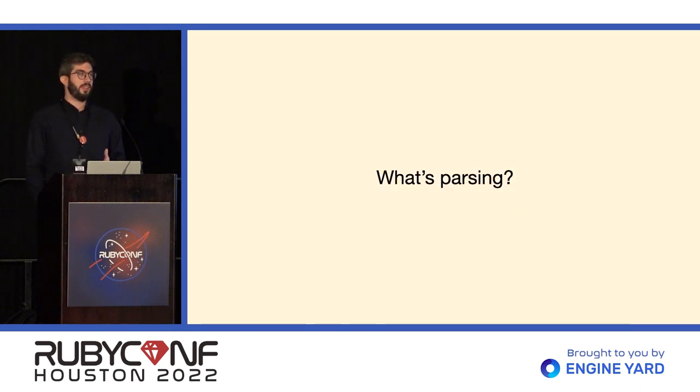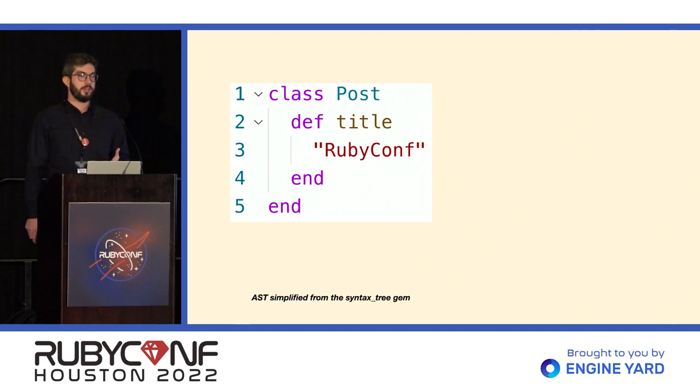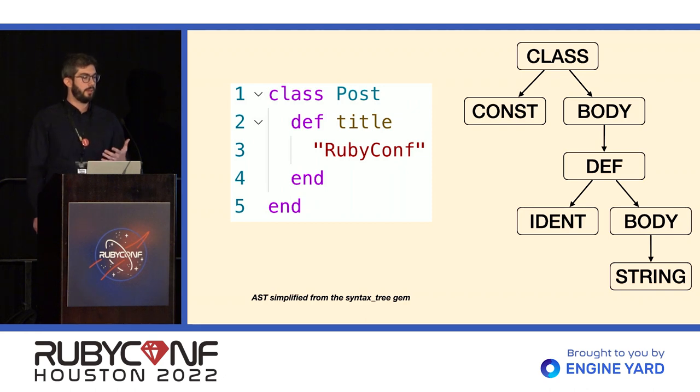So what is parsing? Unfortunately, I don't have enough time to go into a lot of detail on parsing. If you were at RubyConf Mini a couple of weeks back, Kevin Newton gave a great talk on syntax tree, which is the gem that the Ruby LSP is based on, and explained parsing in a little bit more detail than I will go into. But in very basic terms, parsing is the process to go from the raw string of Ruby code into an object that describes that file in terms of the Ruby structures that are present in it.